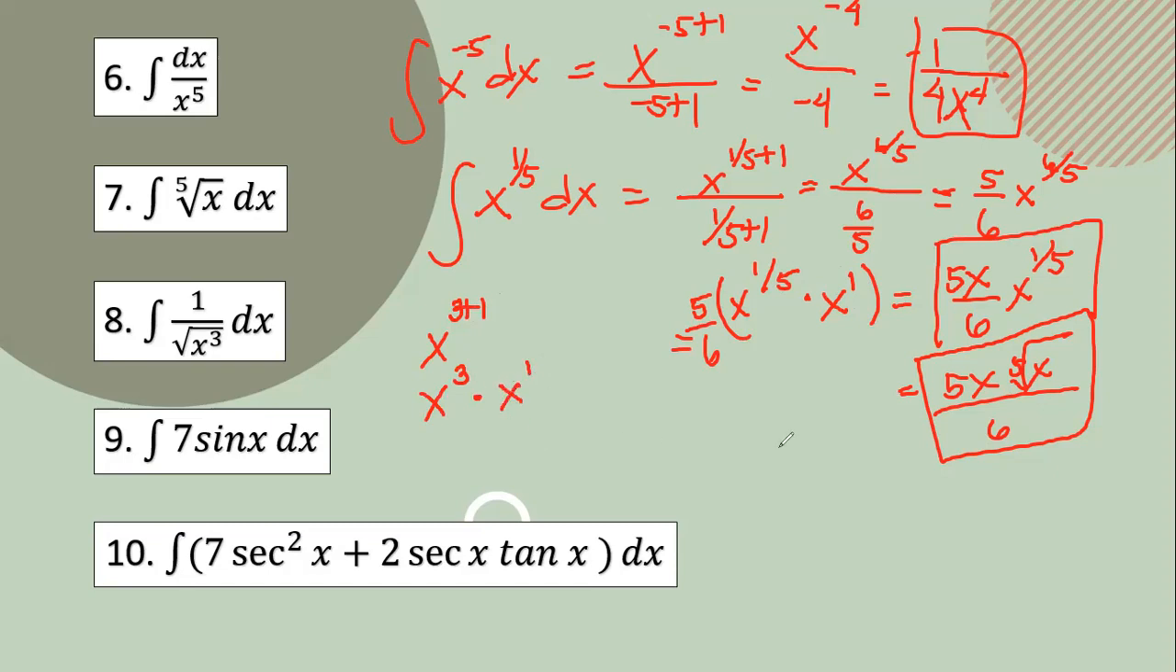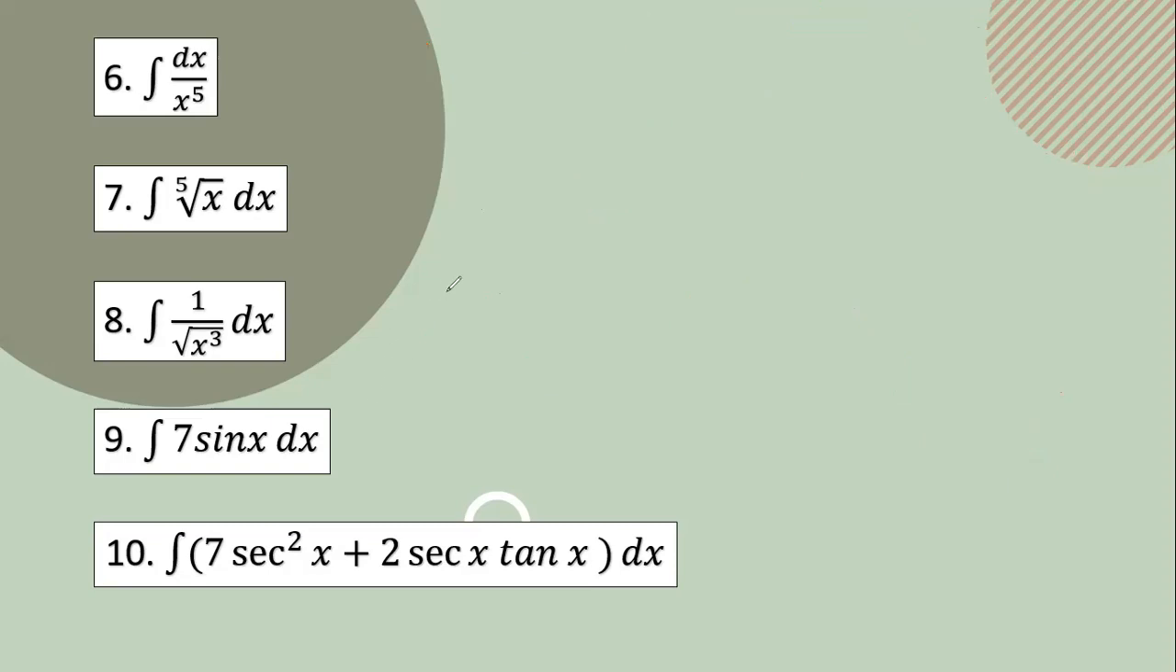Okay? So number 9, we have 7 sine x dx. So pwedeng ilabas natin si 7, then multiply to the integral of sine x dx. Again, wag malilito: derivative ni sine ay cosine. So on the other hand, ang integral ni sine ay negative cosine naman. So our answer will be negative 7 cosine x plus c.